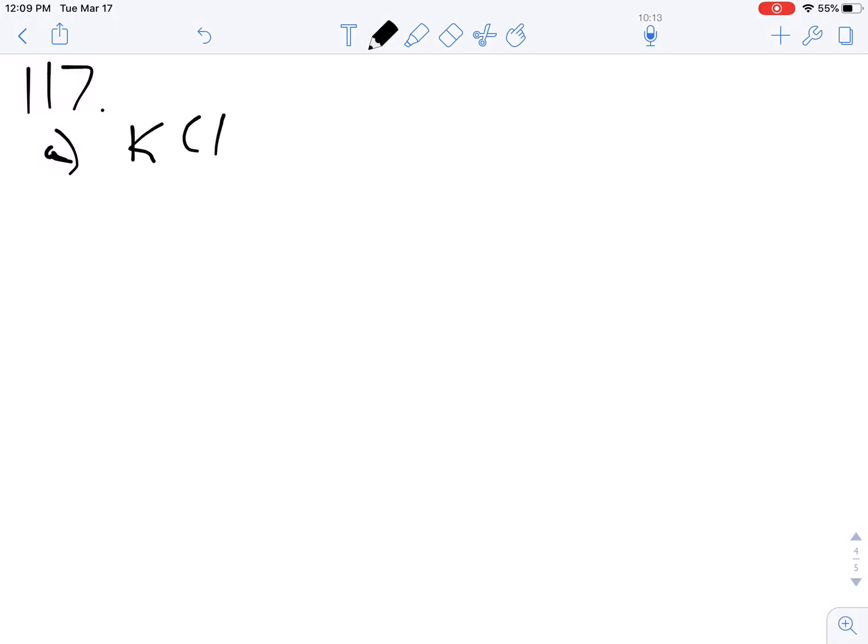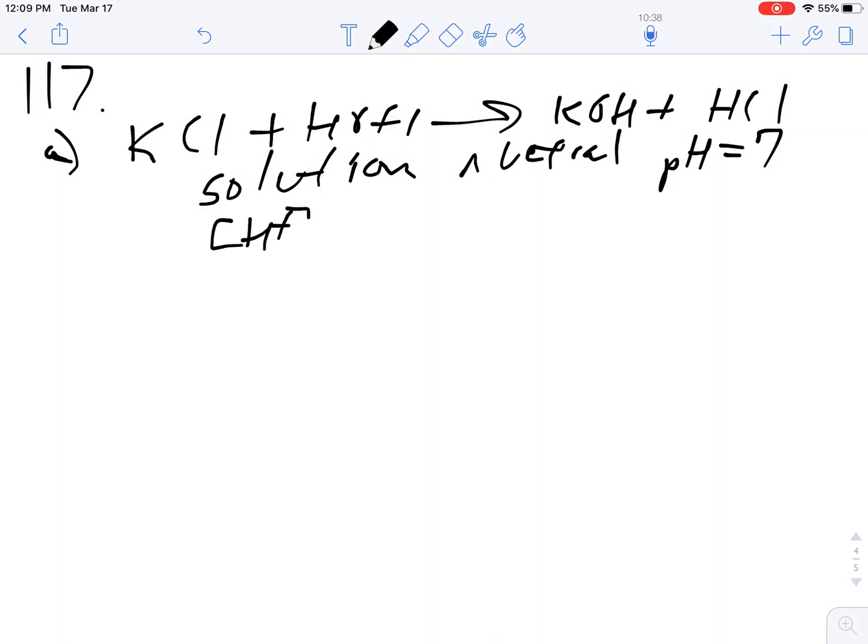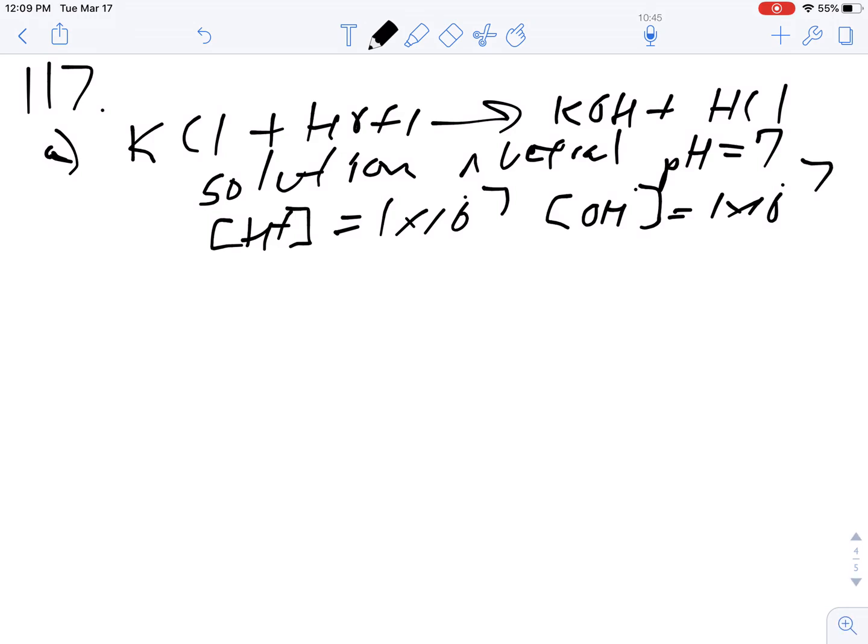Okay, so this one is an easy one because, like I said, pretend it's a double displacement reaction. That would give us potassium hydroxide plus HCl. So guess what? The solution's neutral, which means the pH would be 7, and therefore the concentration of H plus will be 1 times 10 to the negative 7th, and the concentration of OH would be 1 times 10 to the negative 7th. So that one's easy.